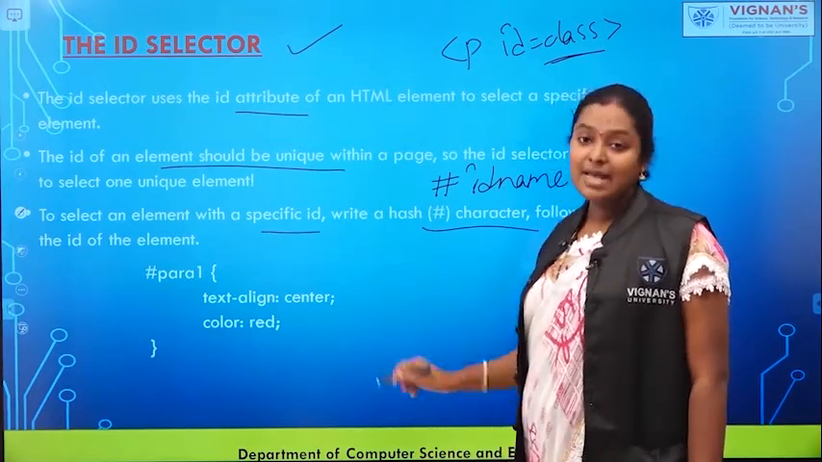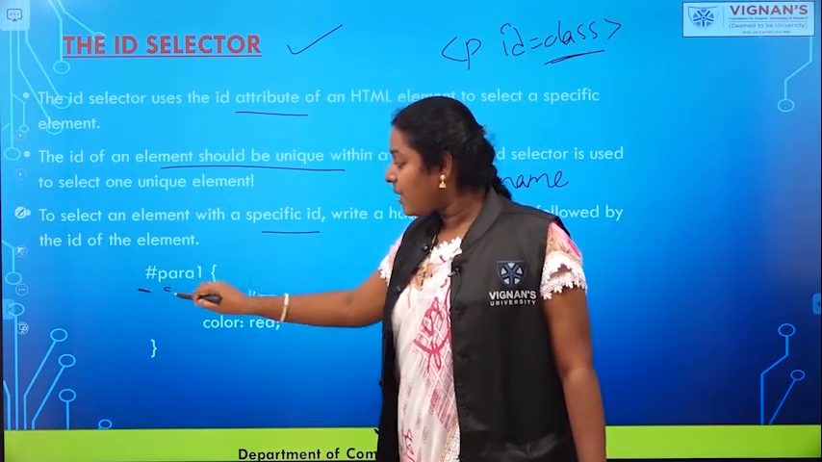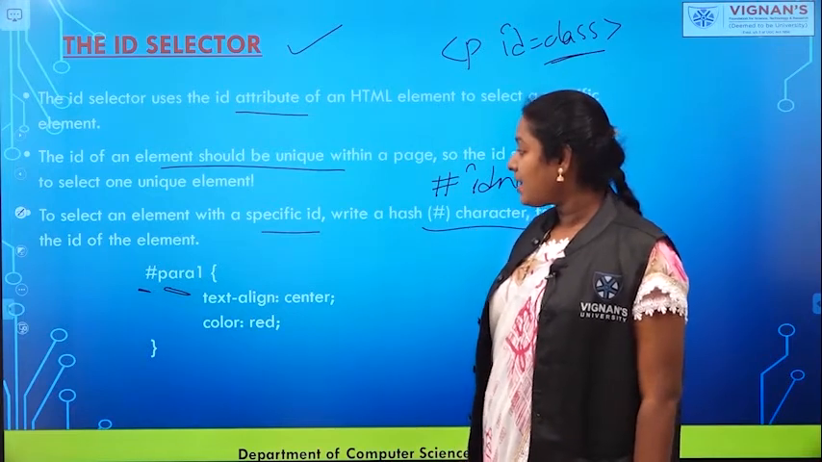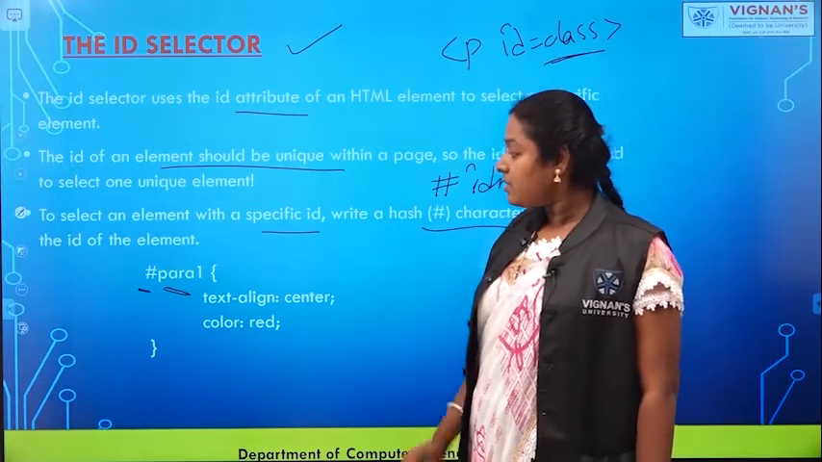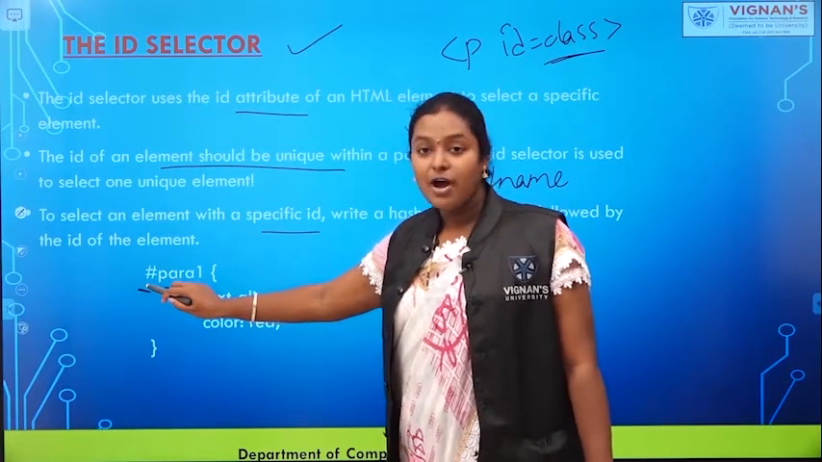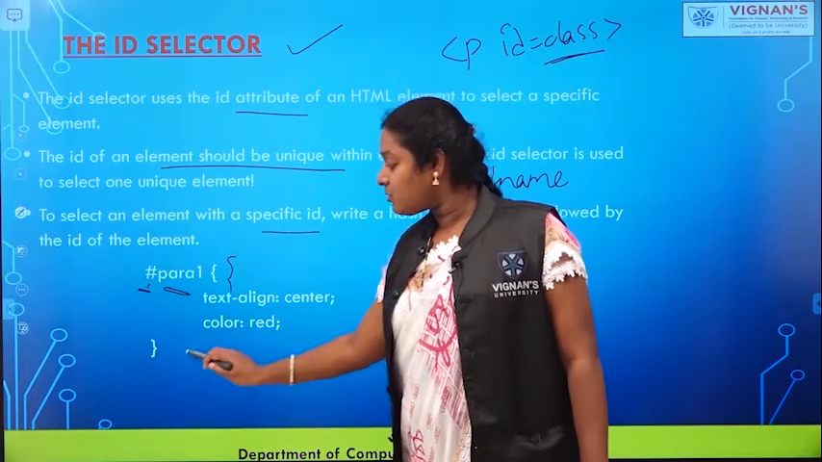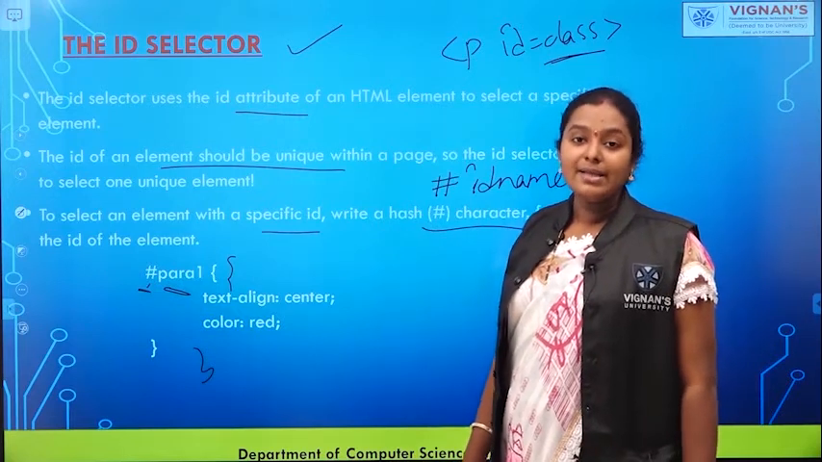So how do you write the syntax for the ID selector? It is a hash symbol followed by the name of the corresponding ID. Here I am taking ID equal to para1, so the ID value is para1. So the syntax is a hash followed by the ID value, and within the curly brackets you write the styles you want to apply to the corresponding element.